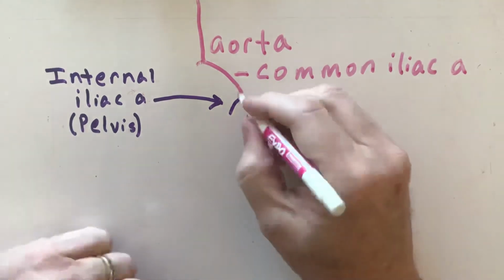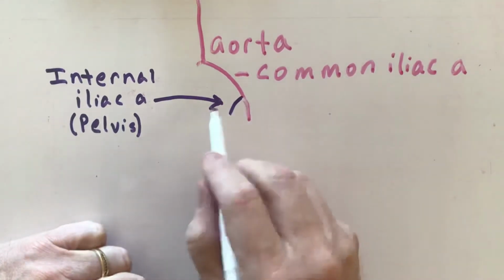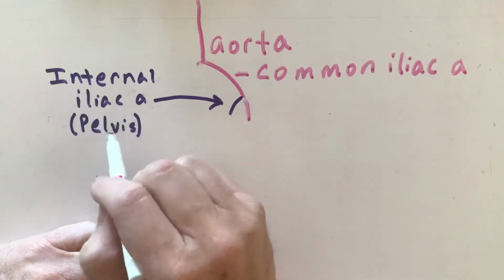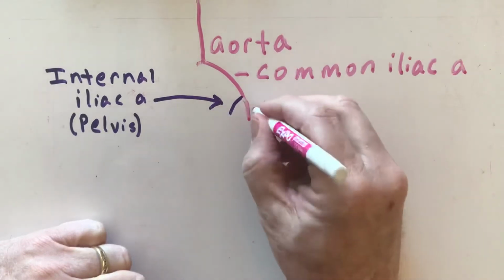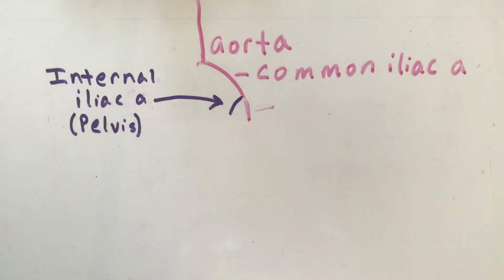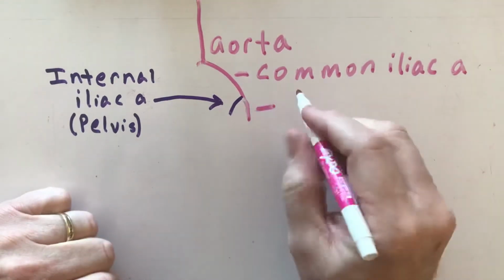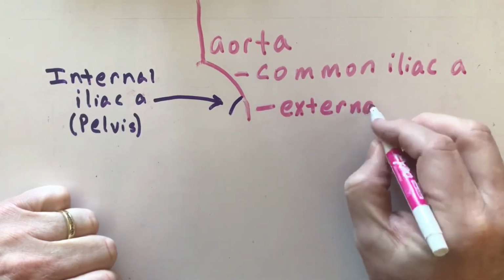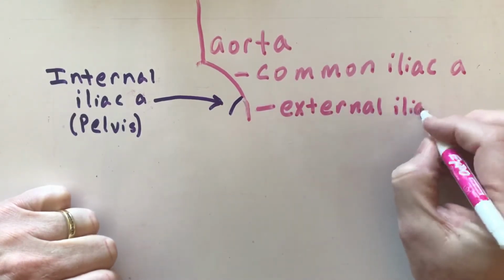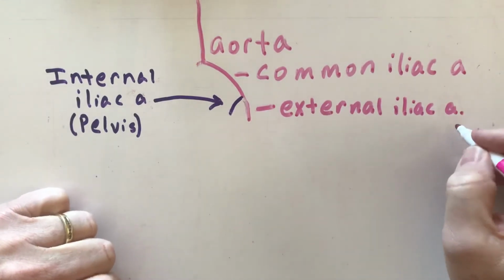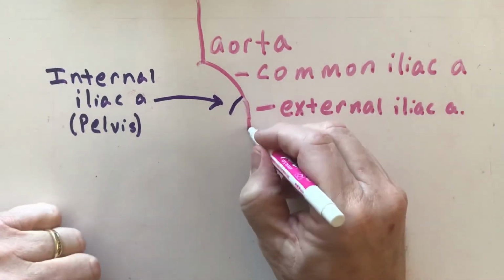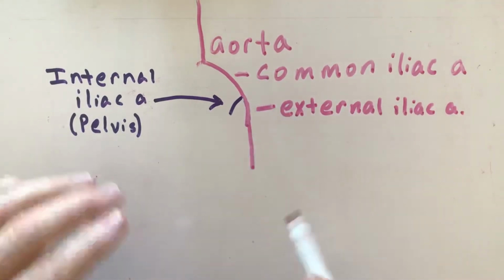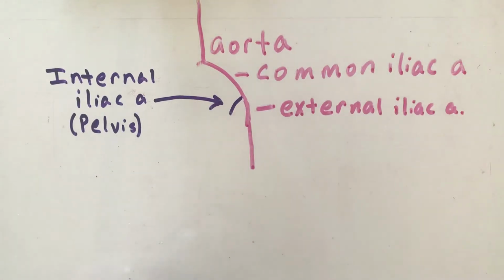And then we still have the common iliac artery, but if we have an internal iliac artery, we must have an external iliac artery. All right, so we have an external iliac artery. From my external iliac artery, it's going to come down, and it's still the same artery, but now it just has a different name. It's like driving on a street, and then the street changes names. That's what's going to happen here.